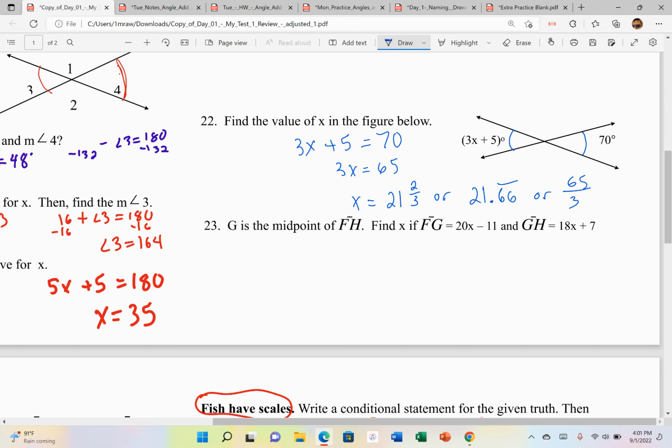Thank you. All right, so 23. G is the midpoint of FH, right? So let's draw a segment FH.